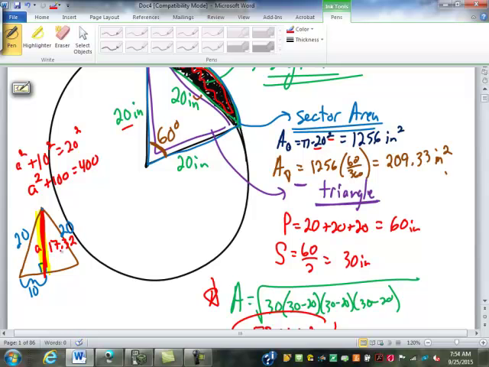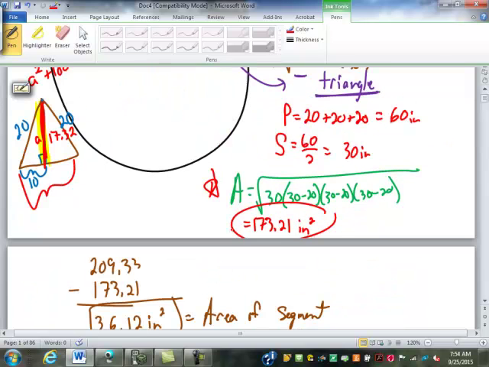Then you're going to take that times 10 divided by 2 and then times 2, or you just take that times 20 divided by 2, because that'd be the whole base. It ends up being 173.2. Make sense?